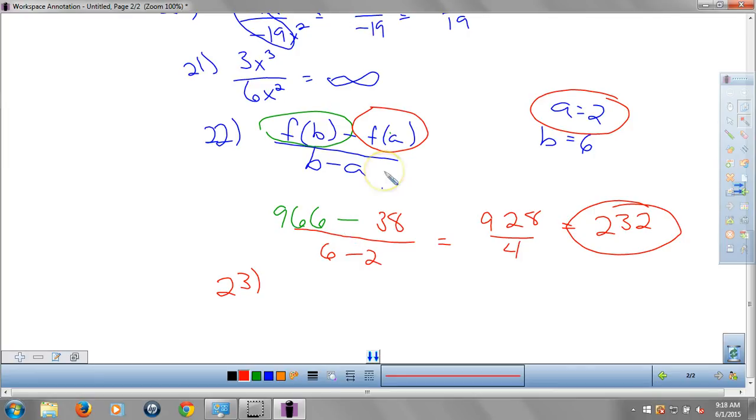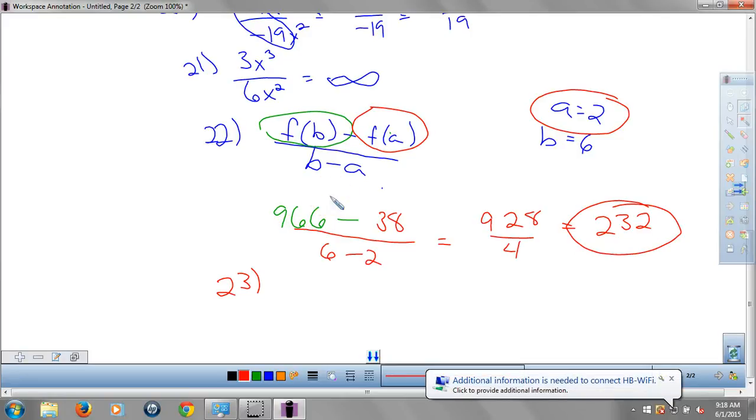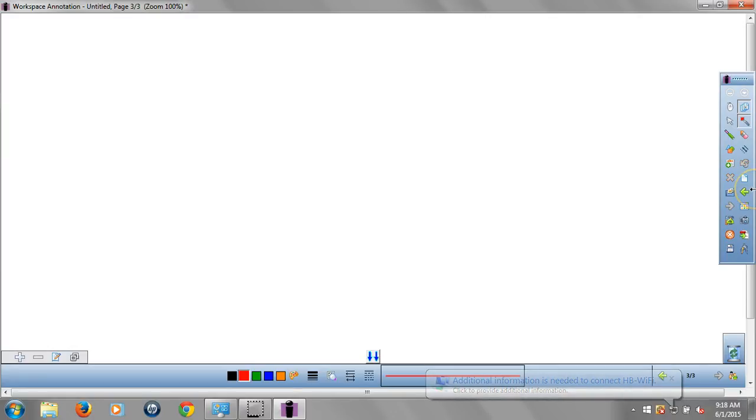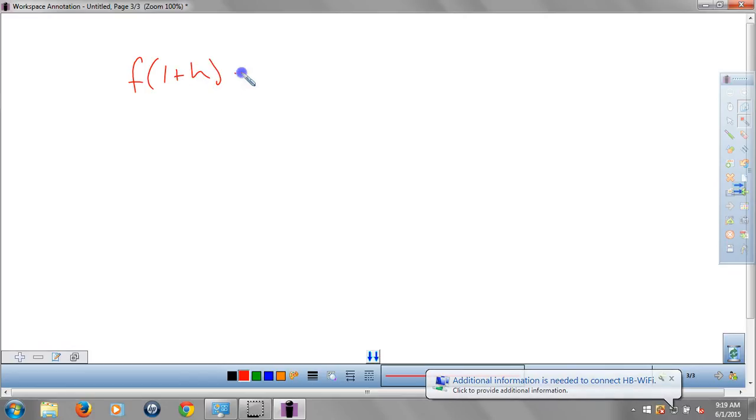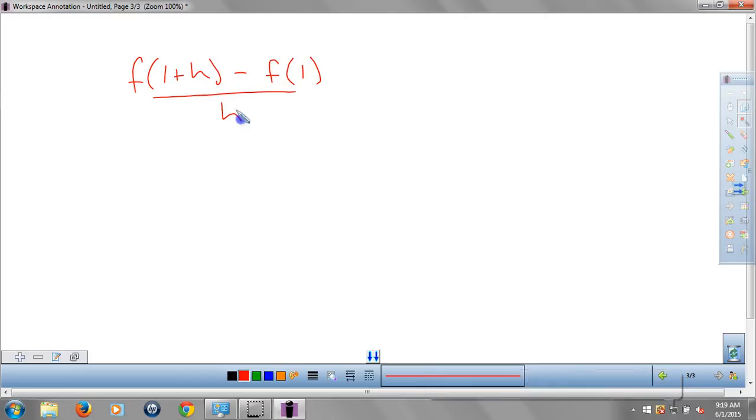Oh boy, oh boy, oh boy. Okay, this is probably one of the tougher ones you guys will have to see. I better get a new page for this beast. Okay. So, what we're going to find here is the derivative using the long definition. So they give us the formula and they give us a is 1. So we're finding f of 1 plus h minus f of 1 all over h, and we're finding that limit as h goes to 0.